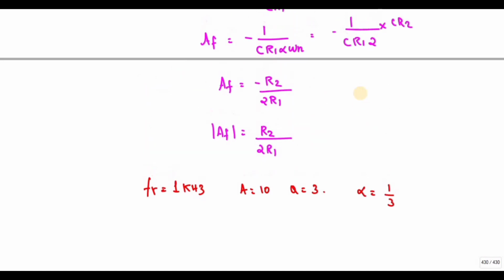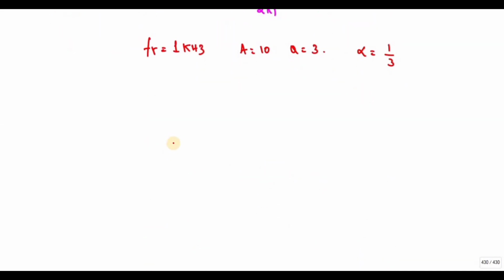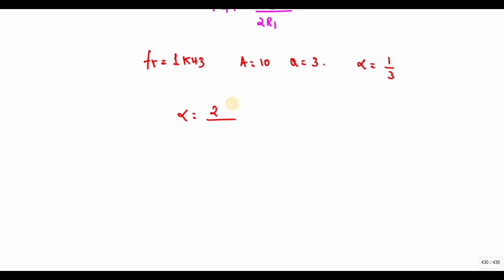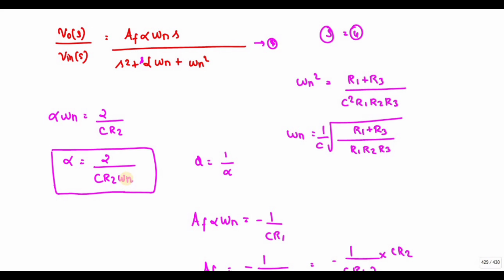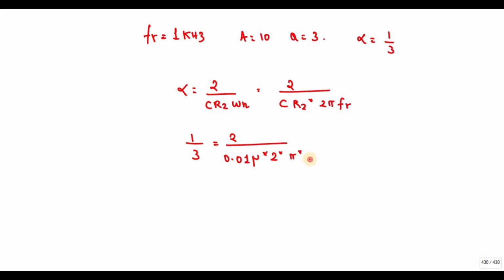We know that the alpha formula is nothing but 2 divided by C R2 omega n. So I can write it as 2 divided by C R2 into 2 pi FR. So alpha value is 1 by 3, the C value I have assumed as 0.01 microfarad, into 2 into pi into 1 kilohertz. If we solve, you will get the value of R2.